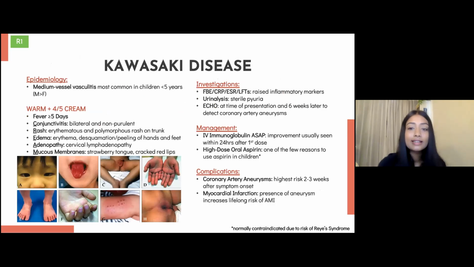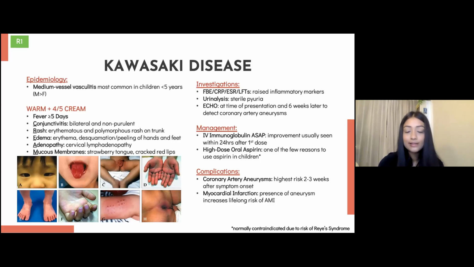That little girl had very classic signs of Kawasaki's disease. That's a medium vessel vasculitis of unknown etiology that almost exclusively affects young kids. The diagnostic criteria of Kawasaki's is you have to have a fever of 5 days, and at least 4 out of the 5 criteria listed here. There are many mnemonics, but I find WARM CREAM the easiest one to remember.